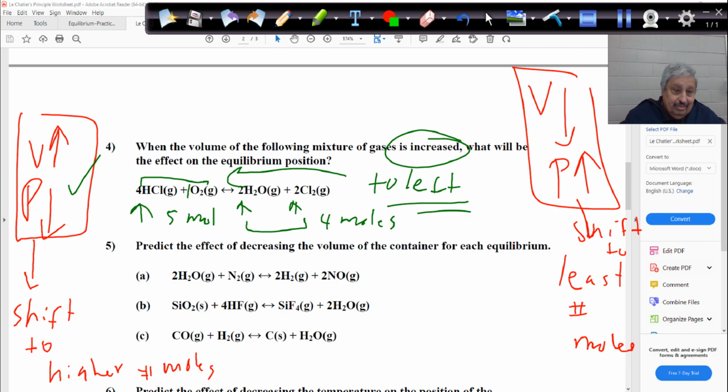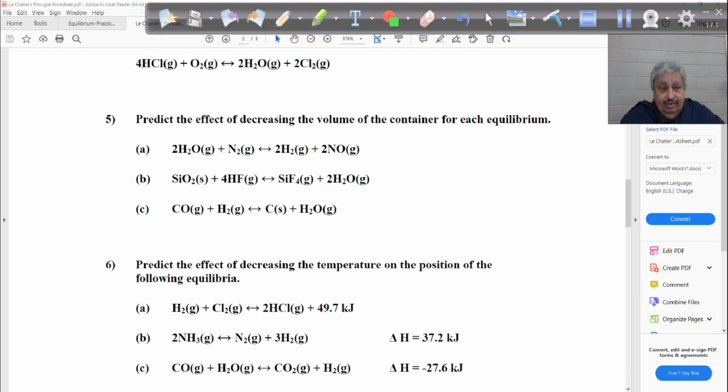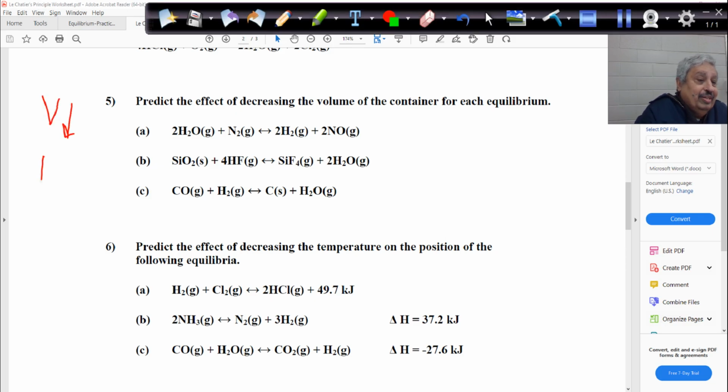So let's do number 5. Can I take this one out? Let's take this one out. Let's do number 5. Predict the effect of decreasing the volume. Now we are decreasing the volume. Let's go back. It's Boyle's law, gas Boyle's law. Whoever went to the last week extra credit, gas Boyle's law will have seen the experiment there. So we said if the volume is down, the pressure is up, correct? That's the opposite. When you decrease the volume, you increase what?